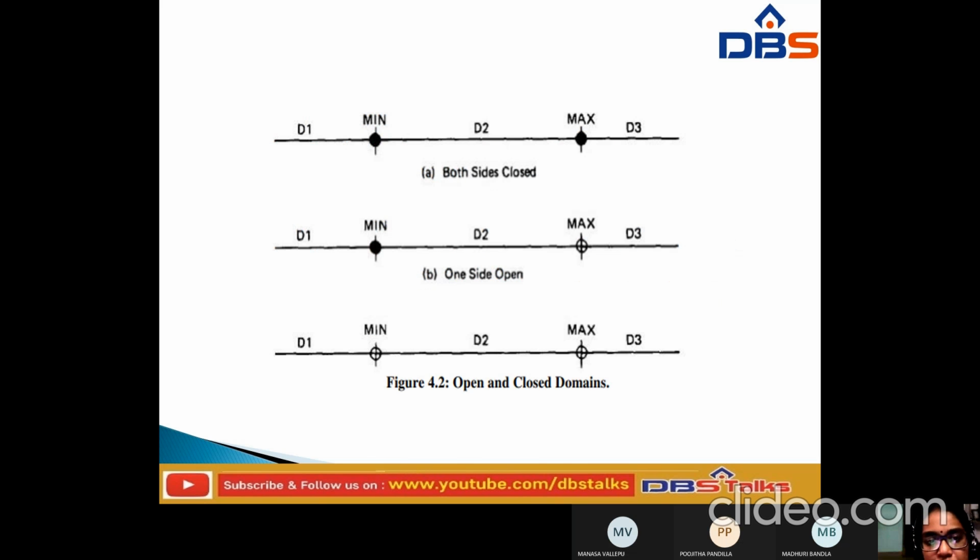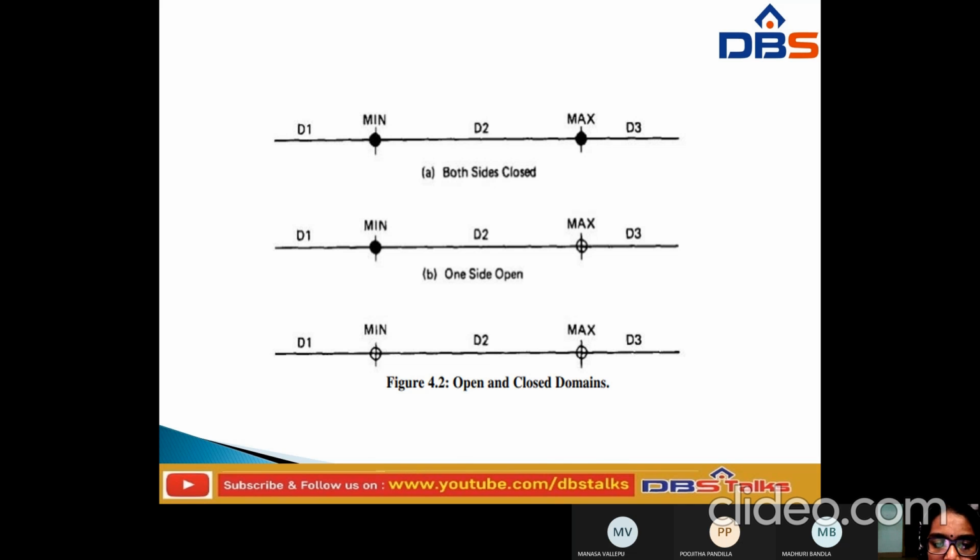This is domain 1, this is domain 2, and this is domain 3. Here both sides of domain 2 are closed. If you observe these domains, for one of them one side is closed and one side is open. Here, for this domain, both sides are open. From minimum to maximum we have to classify this domain, that is, from minimum to maximum we have defined some set of values here.